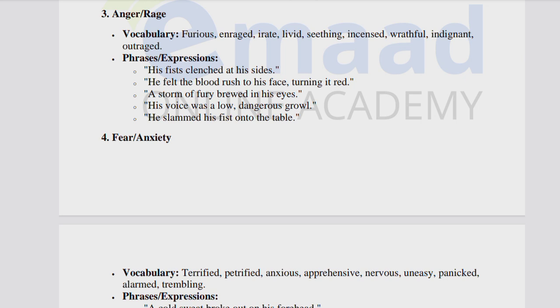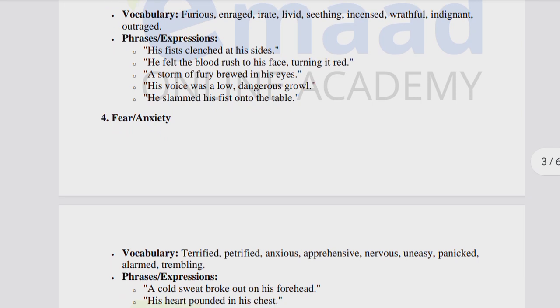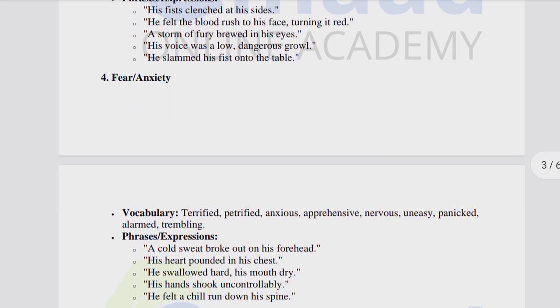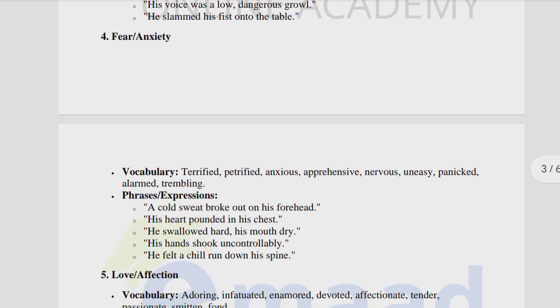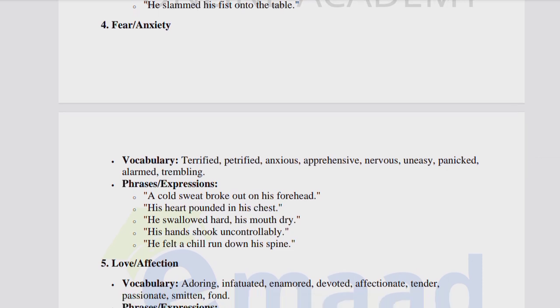His fists clenched at his sides. When his fists clenched at his sides, it shows that he was angry. He felt the blood rush to his face, turning it red. A storm of fury brewed in his eyes. His voice was a low, dangerous growl. He slammed his fist onto the table. This also shows that he was furious or enraged. In this way, through the sentences and the description of characters, you can trace out their feelings and decide which word you can use.